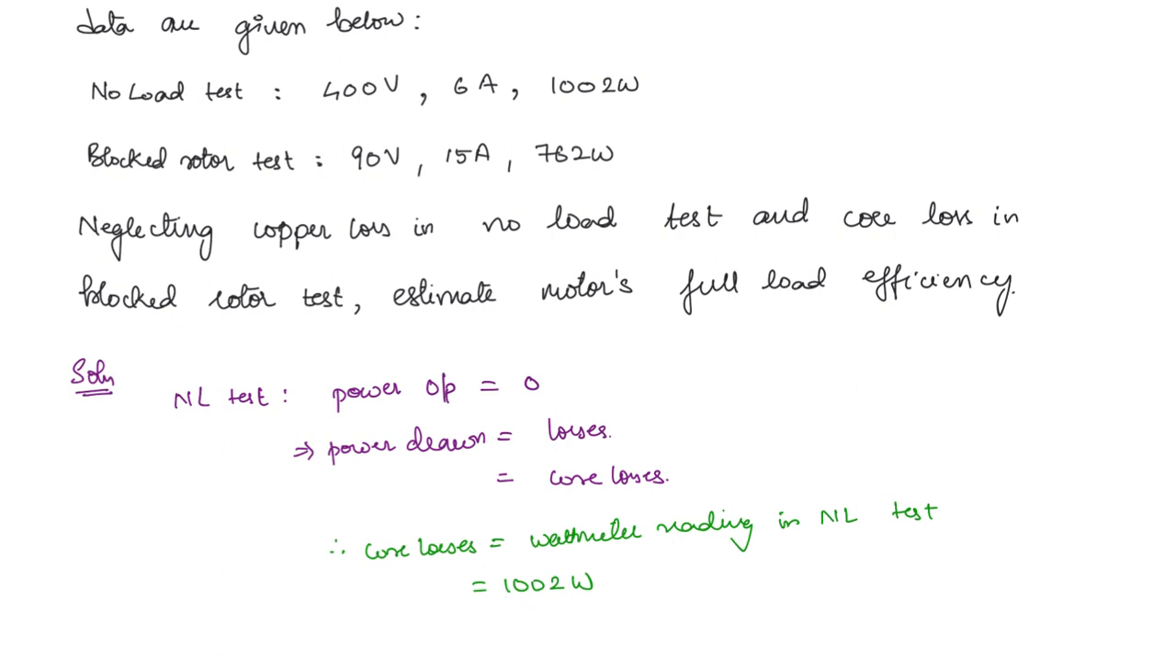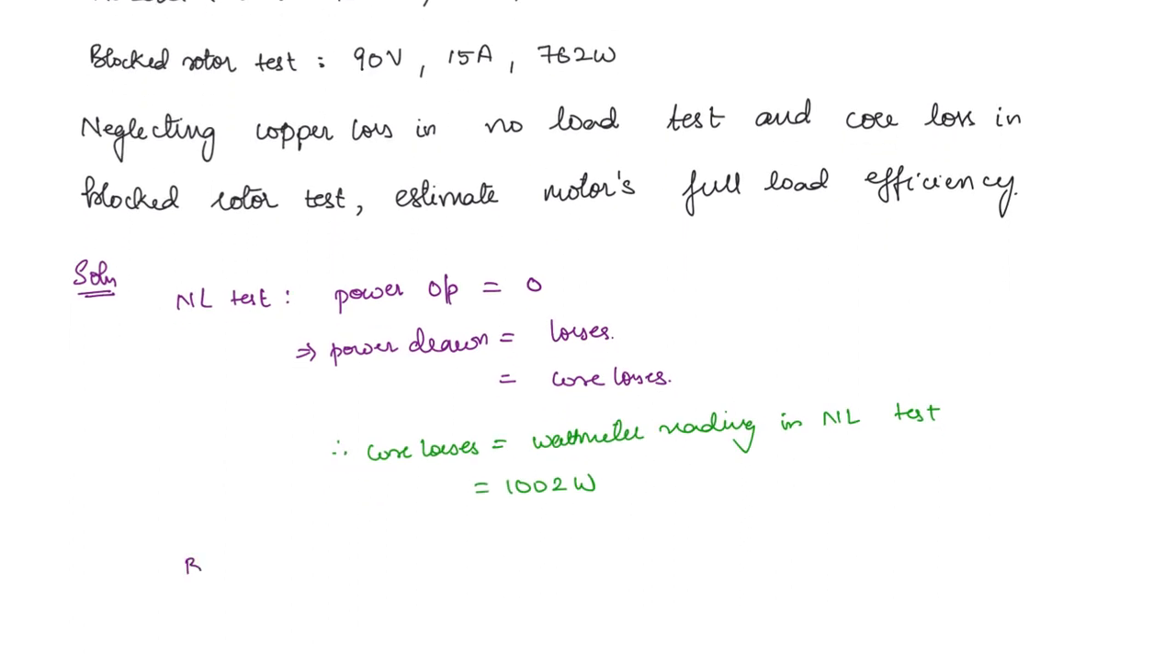Okay. So now we have the core losses. Now what about copper losses? So copper losses information we can get from the blocked rotor test. In the blocked rotor test, here also the power output is 0. The motor is not rotating. Okay. So there will be no power output. So what will be the power drawn? This will be equal to the losses at blocked rotor condition.